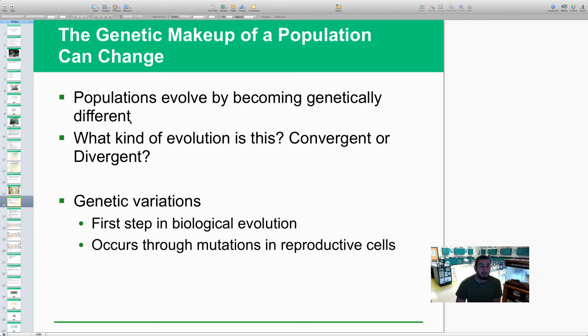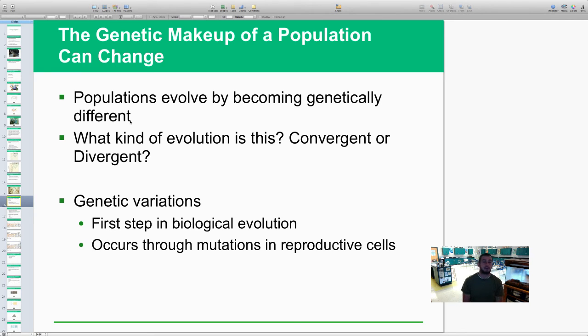All right, so the genetic makeup of a population can change. Populations evolve by becoming genetically different. What kind of evolution is this? If we're becoming genetically different, then it would be divergent evolution. If we are dissimilar and then becoming more similar as far as evolution goes, it's called convergent evolution. It's like convening, coming together, versus diverging, going apart. This should be a review for you based on your biology lessons.